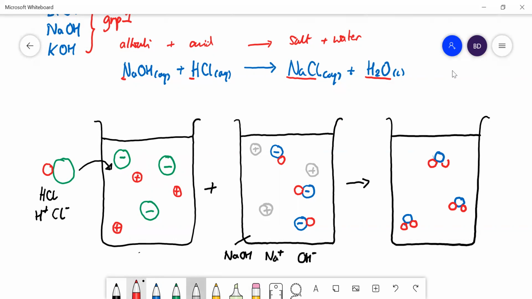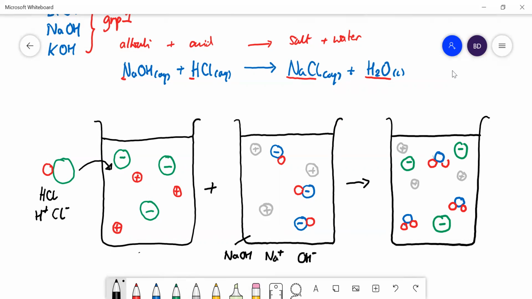Now, what's happened to the sodium ions? Well, nothing. They're just floating around by themselves, 3 of them. And what's happened to the chloride ions? Nothing's happened to those either. So you can see the sodium positive ions and the chloride ions are actually spectator ions there. You may have come across that idea of spectator ions before.